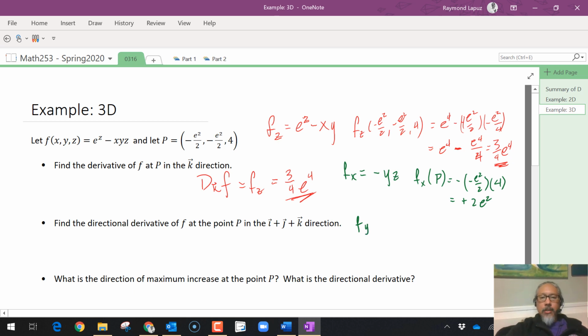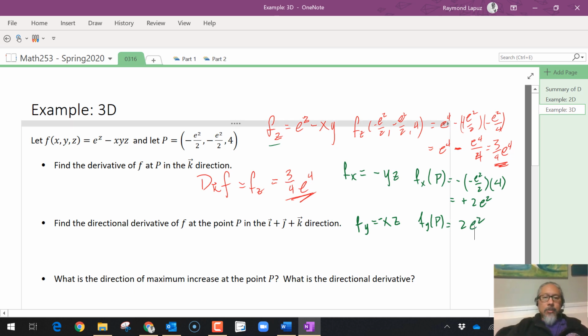And then f sub y, we have f sub x, f sub y, and f sub z is already there. So with respect to y, it looks like the e to the z is gone again. We have negative x times z. And so f sub y evaluated at that point is probably going to be the same because x and y are the same. So I'm just going to put 2e squared.